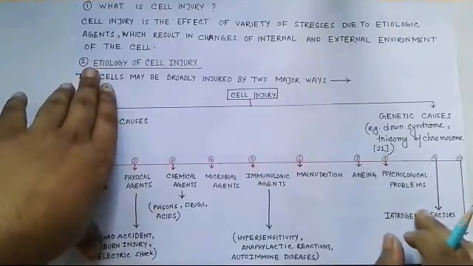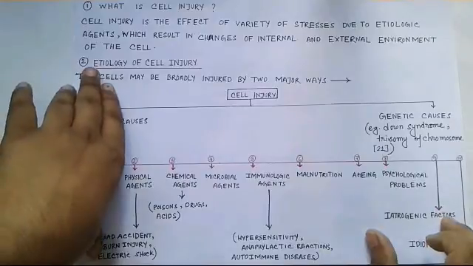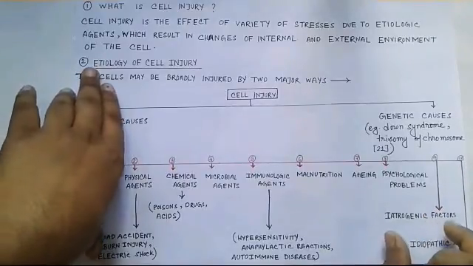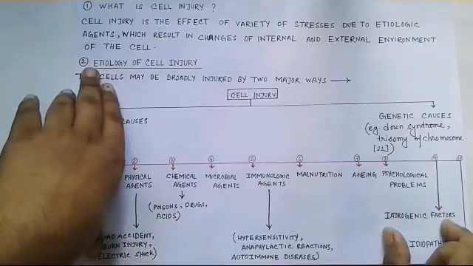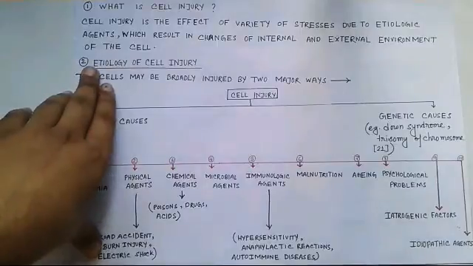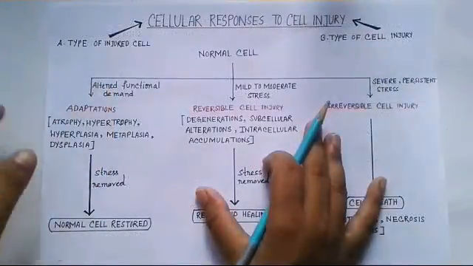Iatrogenic causes: in this case, a cell can be injured by improper handling of the patient by the physician. An unwanted effect of drugs or radiation can be seen. Idiopathic diseases are those diseases with unknown cause. Next, cellular responses to cell injury.